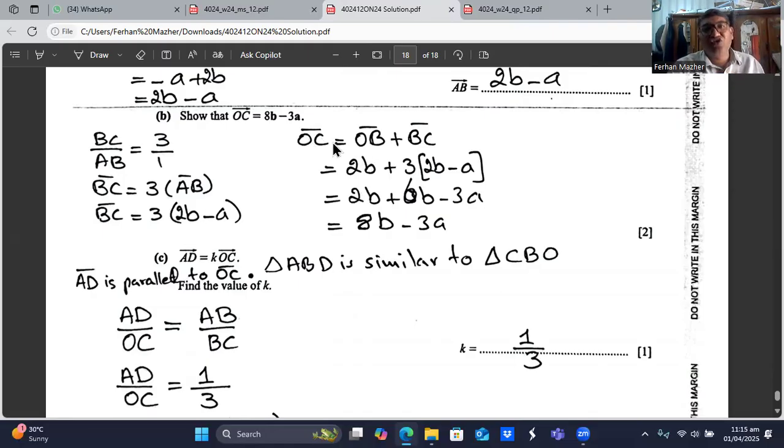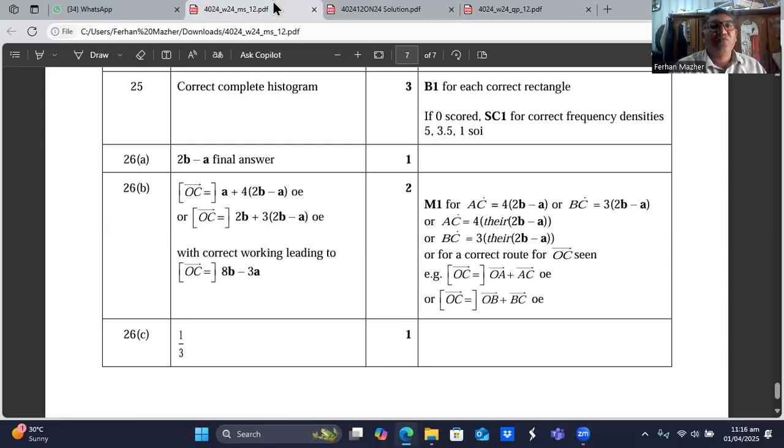So from O to C, from O go to B, from B go to C. OB is 2B plus 3 into 2B minus A. So 2B plus 6B minus 3A. So this will become 8B minus 3A. This is what they have asked us to show. I hope you understand. This is how you will show it.